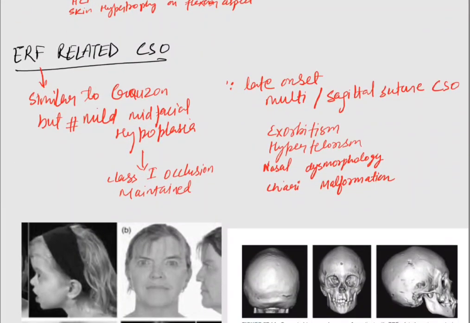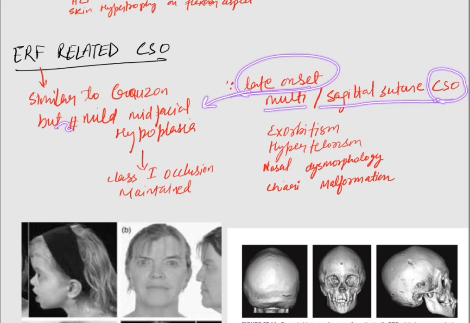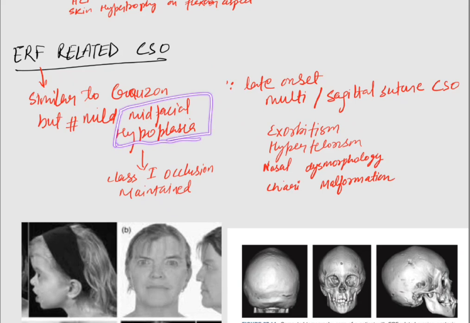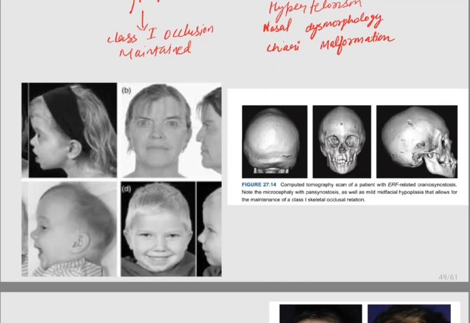Now we have to discuss ERF related craniosynostosis. It is very similar to Crouzon syndrome, but there is late onset multi or sagittal suture craniosynostosis. Because of this late onset, the symptoms are very mild midfacial hypoplasia. Because there is very mild midfacial hypoplasia, the class 1 occlusion of the teeth is maintained. Other points are exorbitism, hypertelorism, nasal dysmorphology, and Chiari malformation. Here we can see that in ERF related craniosynostosis there is pansynostosis. All the sutures are fused.